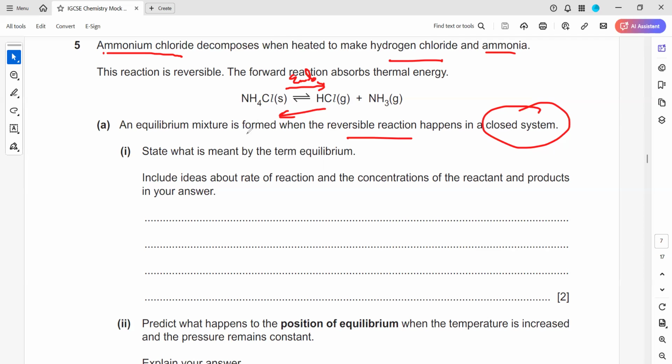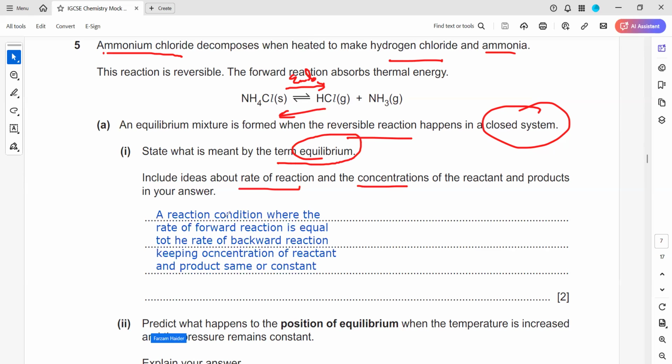State what is meant by the term equilibrium. Include an idea of rate and concentration. Rate of forward equals rate of backward, and there is no change in the concentration. How do you define a closed system? A system in which the reactant and the product cannot escape, and there is no energy transfer taking place. Energy transfer takes place only between system and surroundings.